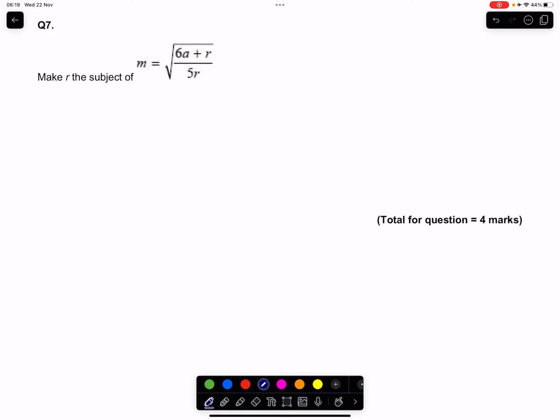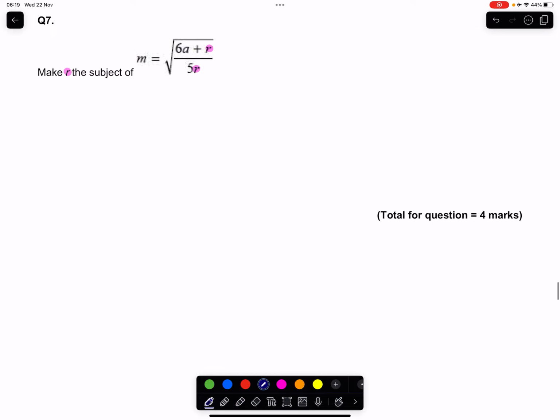Question 7. Make R the subject of the following formula. So we've got a pretty tricky one here. We've got more than one term in our rearranging, and we've also got that big square root.